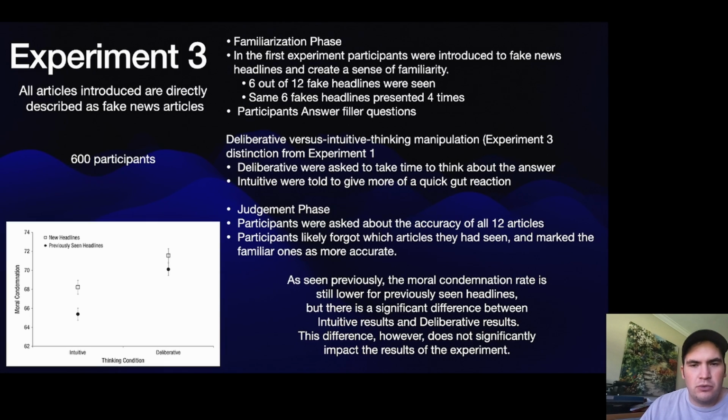The deliberative people are heavily encouraged: take your time, think about it, whenever they're making these judgments, like, how accurate do you think it is? If they give a really quick answer, they're told, well, think about it, take your time. Whereas with intuitive, as soon as they give an answer, they move on to the next one. If they're hesitating, it's no stress, just go ahead and give an answer as fast as you can. They wanted to compare what kind of difference that makes.